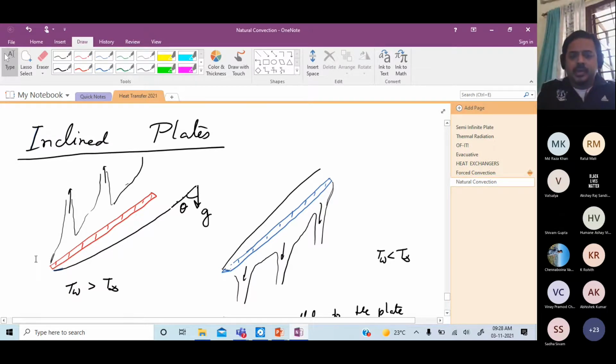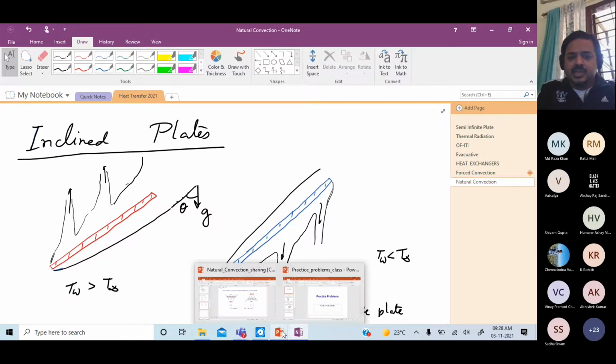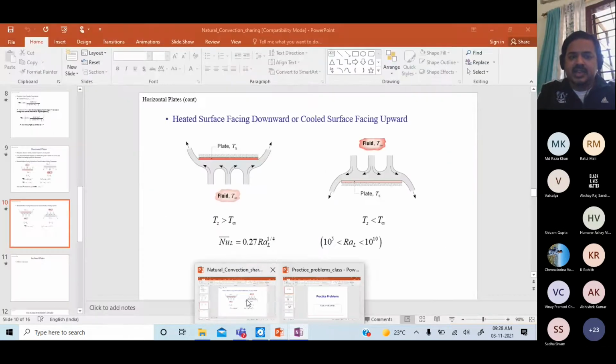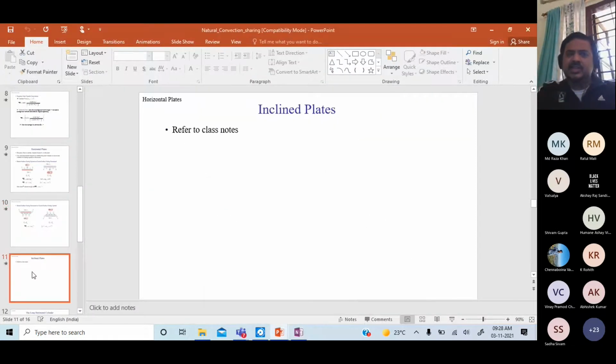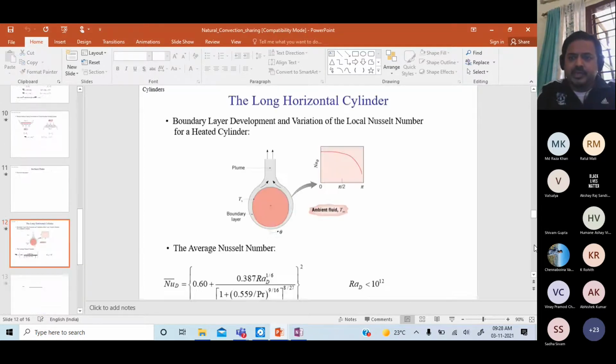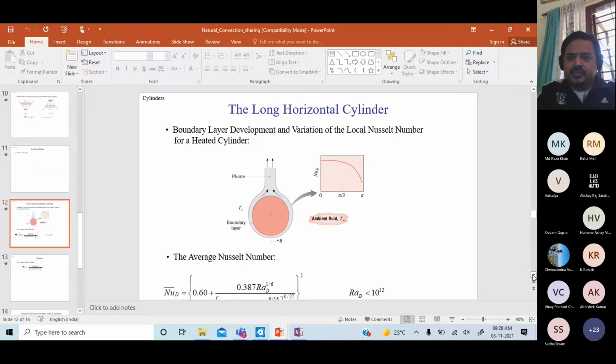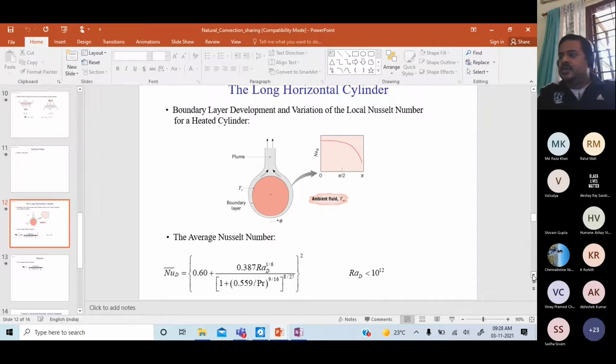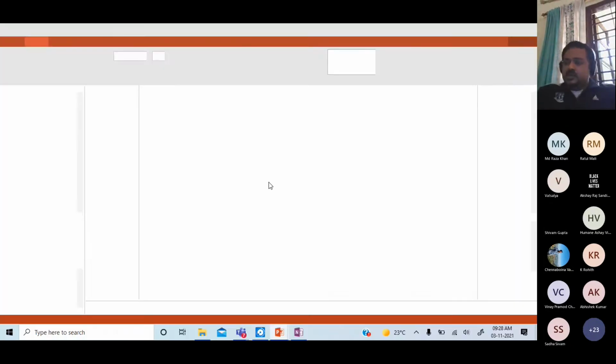Okay. All right. Let's now move back again to the slides. I have put in these inclined plates, refer to class notes, so you won't have a problem. Now, so far we have covered hot flat plates, horizontal flat plate, vertical, and so on. Now let us try to find out what happens for other geometries, external flows.